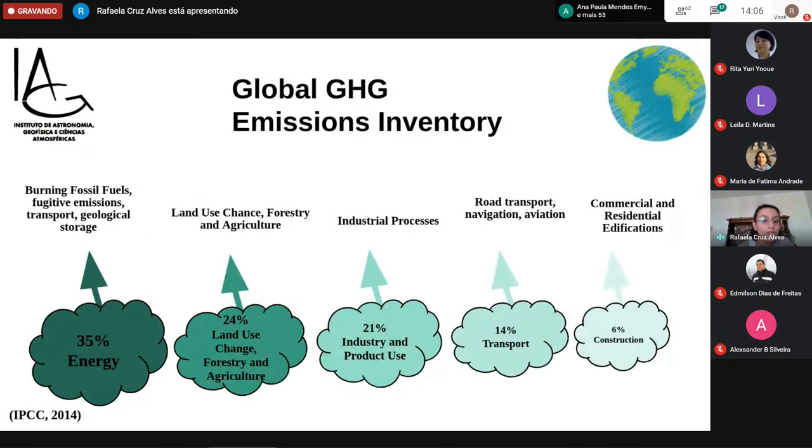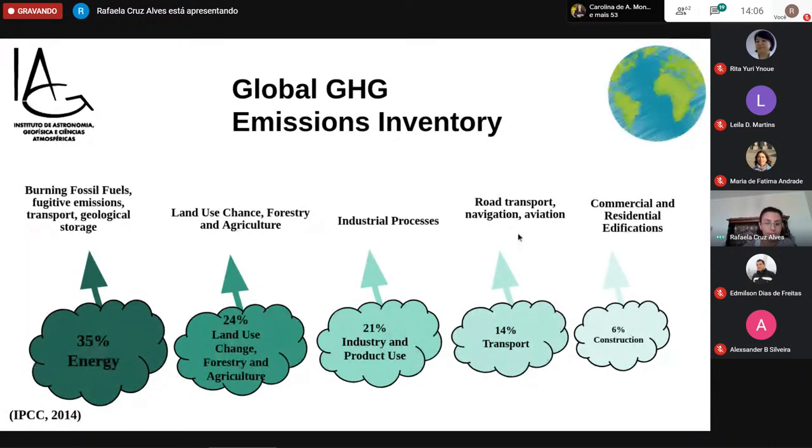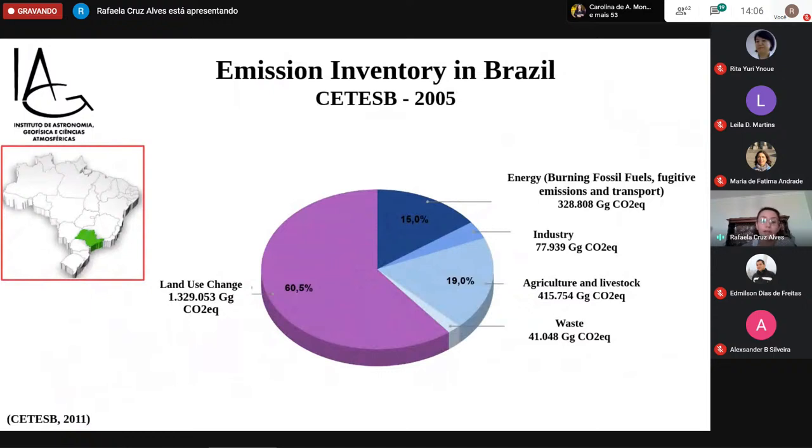Now, let me talk a little bit about emission inventories. The IPCC report shows the sectors that contribute most to global GHG emissions. The first sector is energy, with 35%, responsible for burning fossil fuels. The second is land use change, forestry and agriculture. The next are industrial process, transport and construction sectors. However, when we change the study area, this percentage changes. The emission inventory for Brazil shows the sector that contributes the most is land use change with 60% of GHG emissions, followed by agriculture and pasture, energy, industry, and waste sectors.